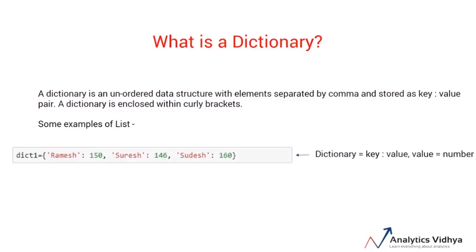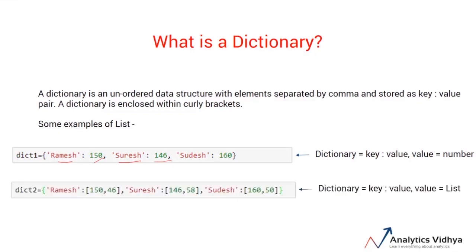This is one example of a dictionary where value is a number. So, in this dictionary, Ramesh is the key and 150 is its value. Similarly, Suresh is the key and 146 is its corresponding value. We can also have other data types in place of numbers in the values. For example, this is another dictionary where value is a list. So for this key Ramesh, the value is this list of two numbers, which is 150 and 46.